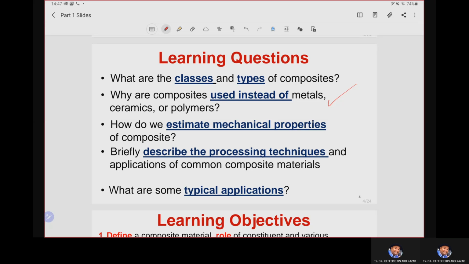The calculation from this topic is not so difficult. It is a simple calculation, we use the rule of mixture. And then the fourth one, on describing various possible processing or manufacturing techniques related to composite fabrication. And last but not least, some of the typical applications of composite material in industry.